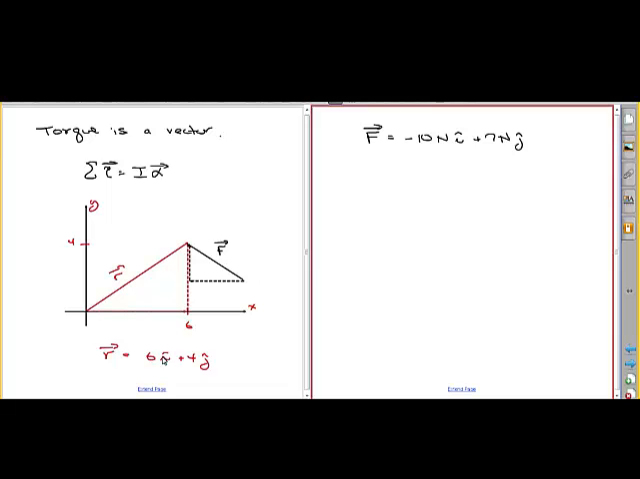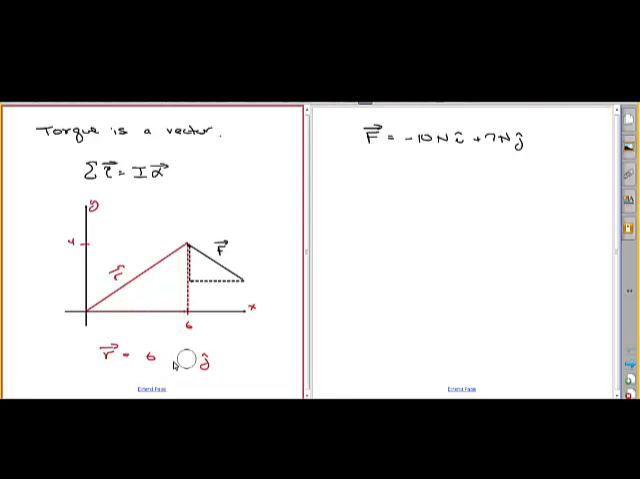And really this would be in meters. We have to give some units to them, so let's go ahead and do that. Let's say it's 6 meters i plus 4 meters j. So these represent meters instead of just numbers.